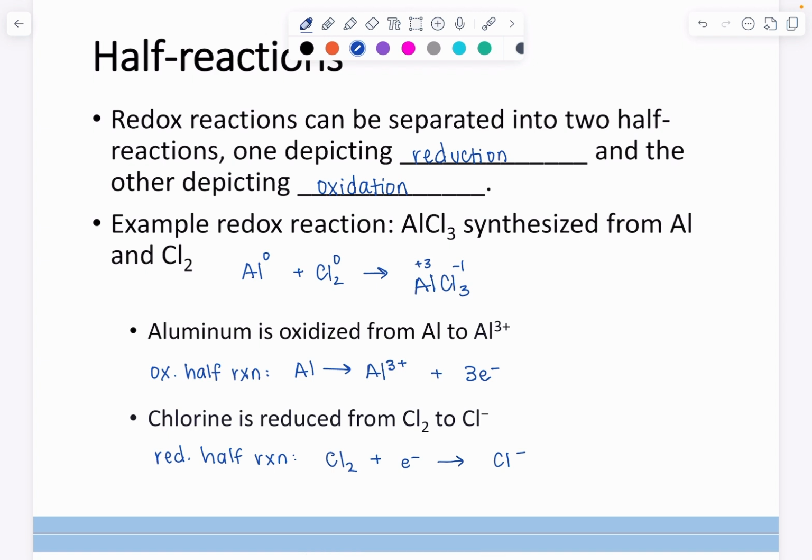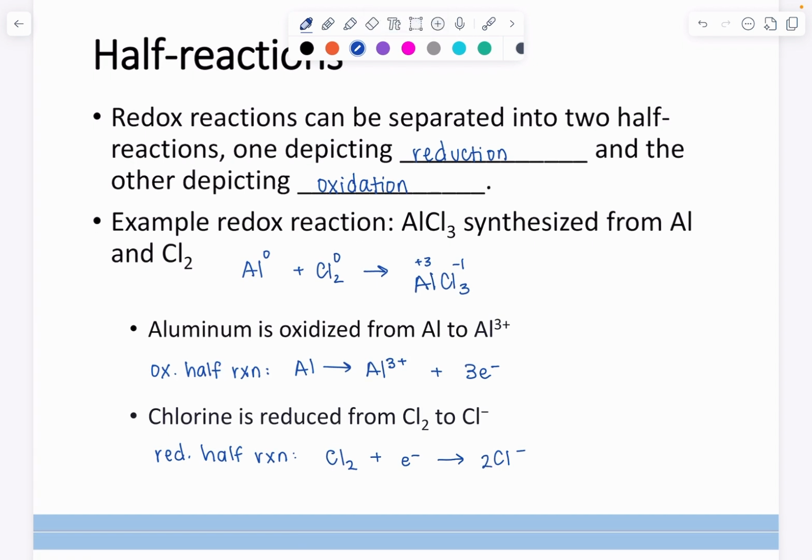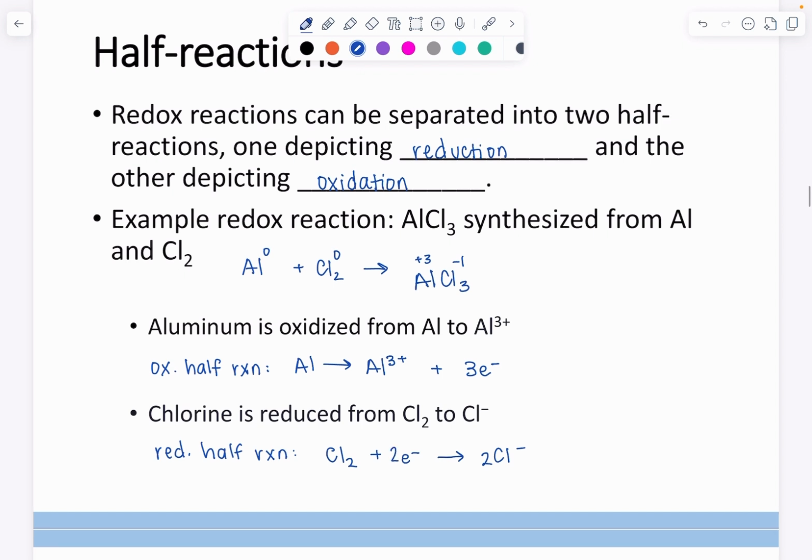But we need to balance the equation. We have 2 chlorines on the left. We need 2 chlorines on the right, so that will become a coefficient. And then if each chlorine gains 1 electron, then to balance this again, we need a 2 in front of the electrons. We have 2 chlorine atoms, that's part of the diatomic. Each one gains 1 electron, so 2 electrons, and we form 2 Cl-.